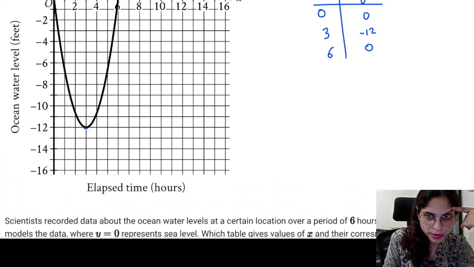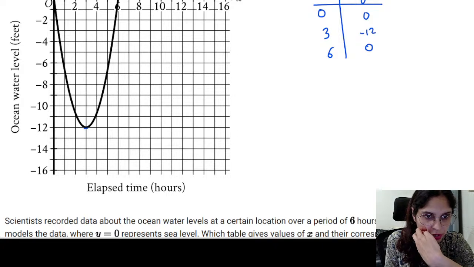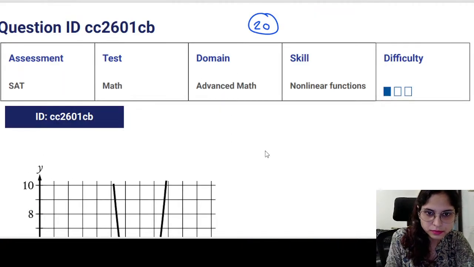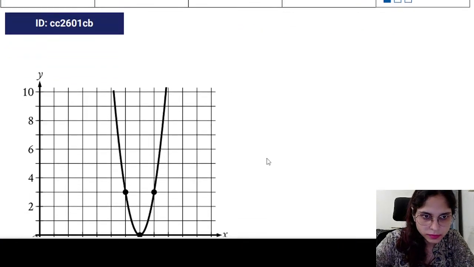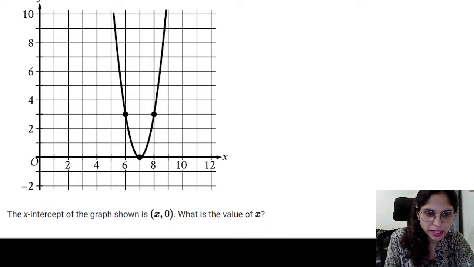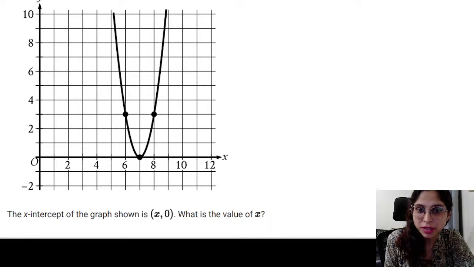So this was question number 10. The next easy quadratic question is question number 20. So now we'll be going to question number 20. Again, you can see an upward parabola is given to you. The x-intercept of the graph is shown. It is x comma 0. What is the value of x?